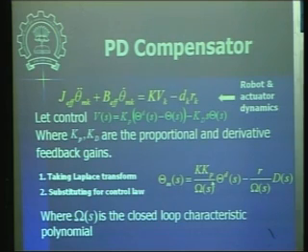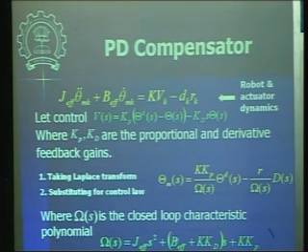Now this omega s is a characteristic equation. So this is given by this characteristic polynomial. This characteristic polynomial is dependent on J effective, B effective plus these gain factors coming because of your control law.